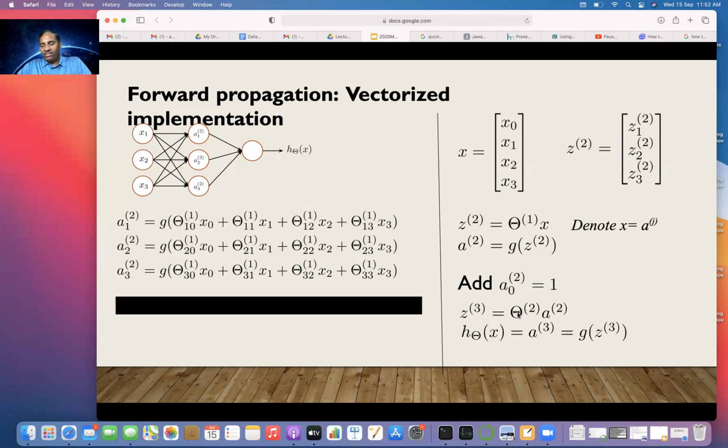So Z3 is theta 2 A2. Then H theta x equals A3, that is G of Z3. So these are the third layer outputs. So your hypothesis H theta x, like in logistic regression, you apply sigmoid to what you got from theta 1 x1, theta 2 x2, then get this A3.